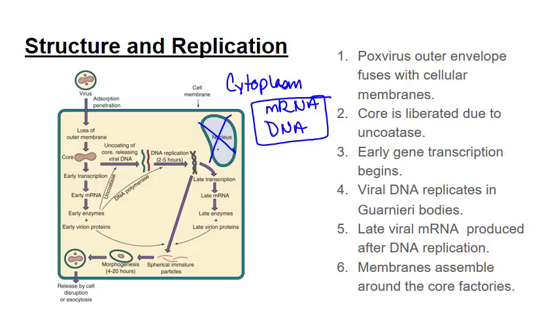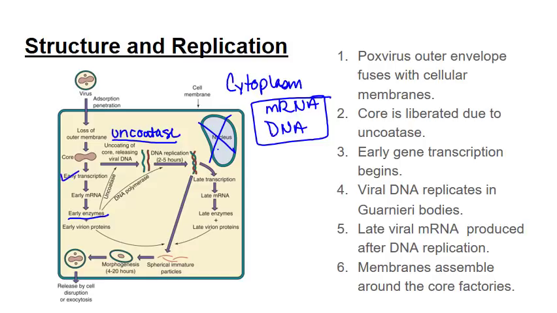So how does it work? First off, the pox virus, like any other virus, is going to bind to its cell surface receptor on the outer membrane, and it's going to fuse with the cellular membranes, either at the cell surface or within the cell. The core is going to be liberated using an enzyme known as uncoatase. So it's going to be uncoated using the uncoatase enzyme. This removes the core membrane, liberating the viral DNA into the cell cytoplasm. At that point, you're going to have early enzymes like uncoatase that created this uncoating. And at this point, you're going to have early gene transcription.